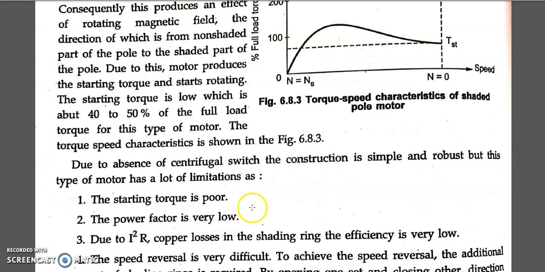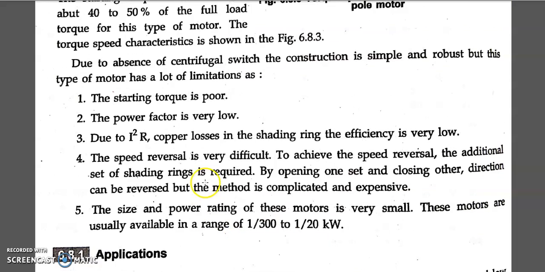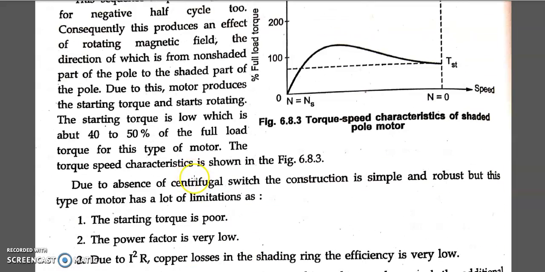The power factor is low as we don't have any capacitor and all. Again copper losses are high. Why? Because of the shading ring, that causes the efficiency to be low. Okay, you have to produce that short circuit current in the copper shading band. And again here are some of the limitations which are given in the material.